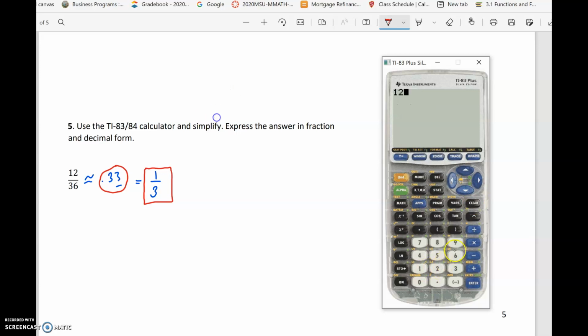Now, let me do it again from scratch. So you would type in 12 divided by 36, enter. Once you have the answer, you would press math and then enter again. You need an additional enter so that you double check that it's 1/3. That's actually it for problem 5.